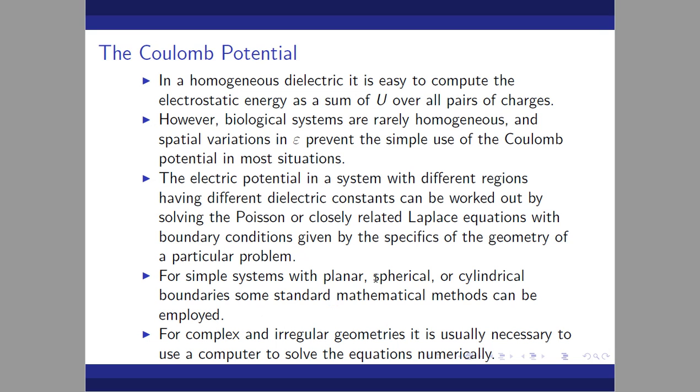So we have planar: what is the boundary condition? Spherical: what is the boundary condition? And cylindrical: what is the boundary condition? We can modify it so that we can calculate the Coulomb potential. And for a complex and irregular geometry, it will usually be necessary to use a computer to solve the equation numerically, to calculate this Coulomb potential.